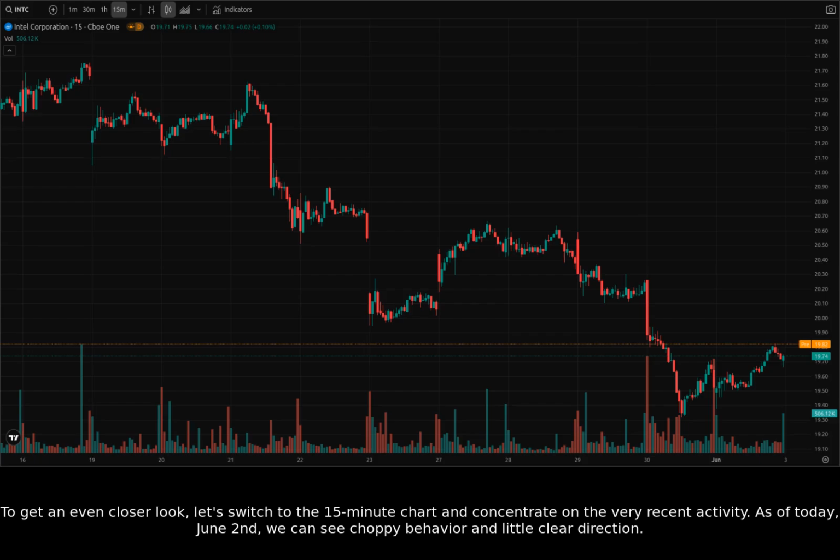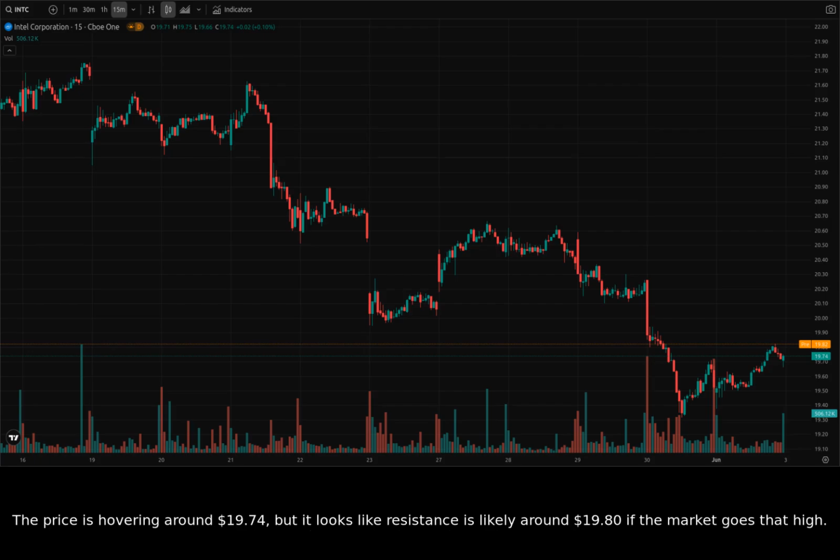To get an even closer look, let's switch to the 15-minute chart and concentrate on the very recent activity. As of today, June 2nd, we can see choppy behavior and little clear direction. The price is hovering around $19.74, but it looks like resistance is likely around $19.80 if the market goes that high.